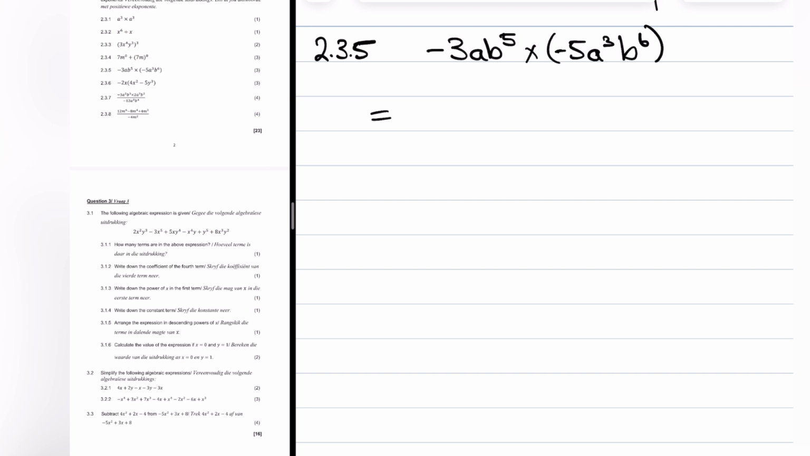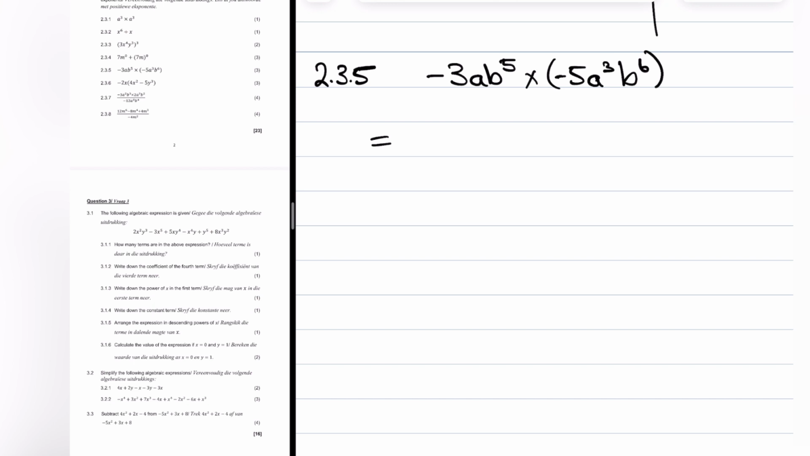In other words, we can just look at all the numbers or integers and multiply them together, then look at all the letters that are the same, or variables, and multiply them together using the exponent laws. So I can multiply negative 3 with negative 5, and that gives me positive 15. Then I can multiply a to the power 1 with a to the power 3, and that gives me a to the power 1 plus 3, which is a to the power 4. And then I can take b to the power 5 multiplied by b to the power 6, and that gives me b to the power 5 plus 6, which is b to the power 11.